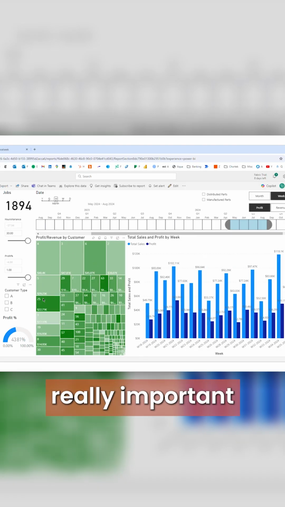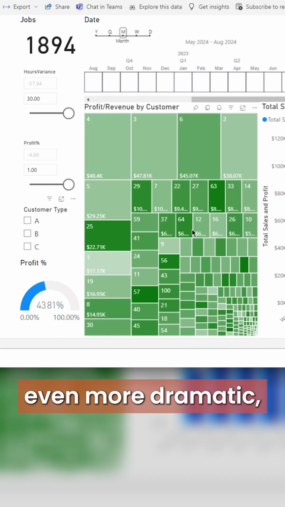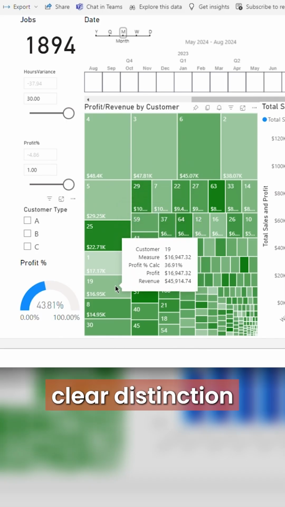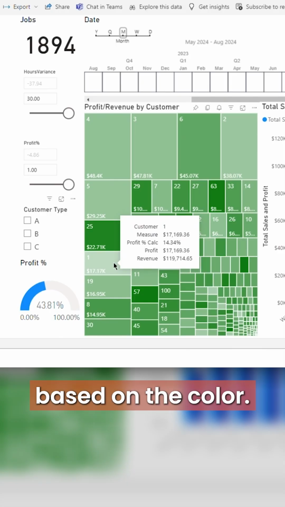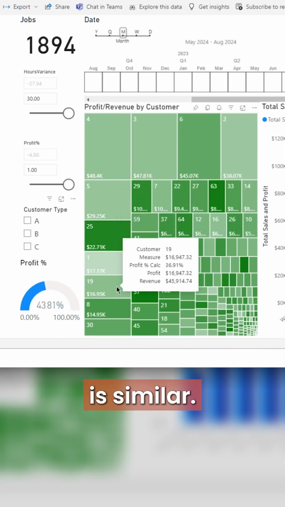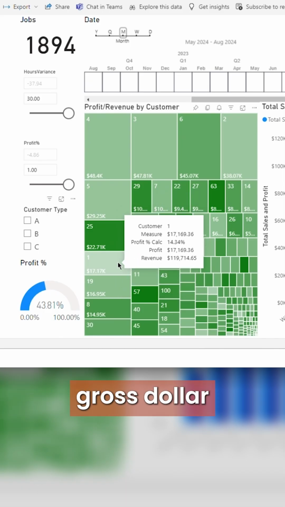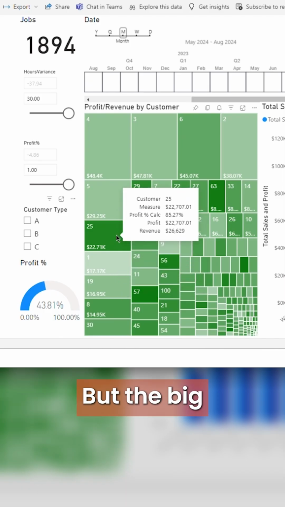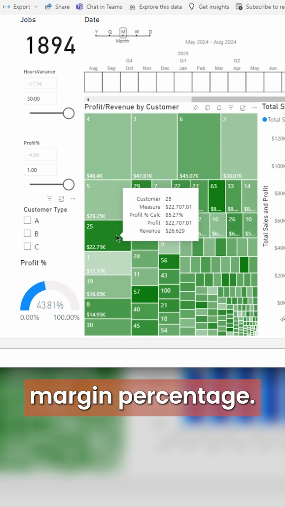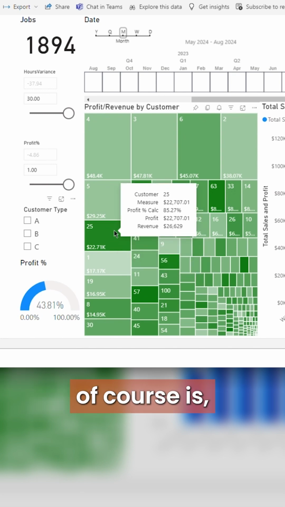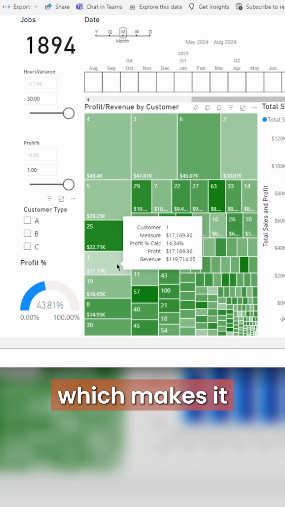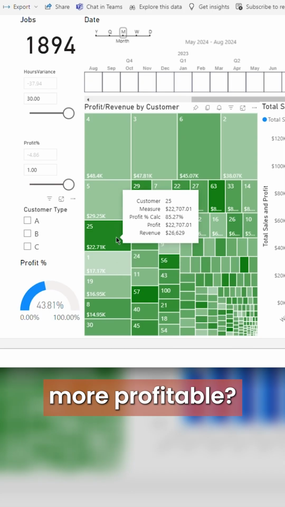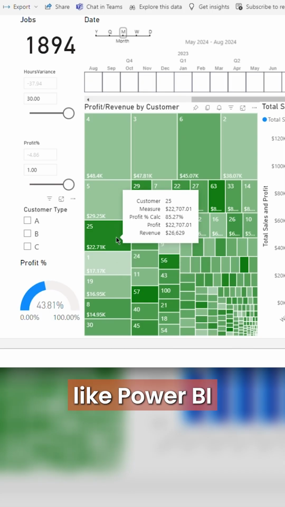But what's really important here, again, this is where it's even more dramatic, is I can see a very clear distinction between profitability based on the color. So if the size of a rectangle is similar, it means the total gross dollar is similar, but the big, big distinction is the gross margin percentage. And the question, of course, is, well, what's different? What are we selling to this customer versus that customer, which makes it significantly more profitable? Okay, that's what tools like Power BI are allowing us to ask those questions.